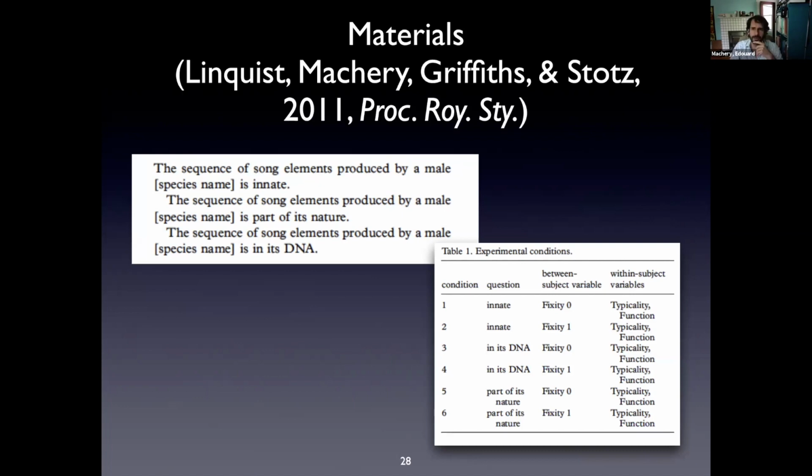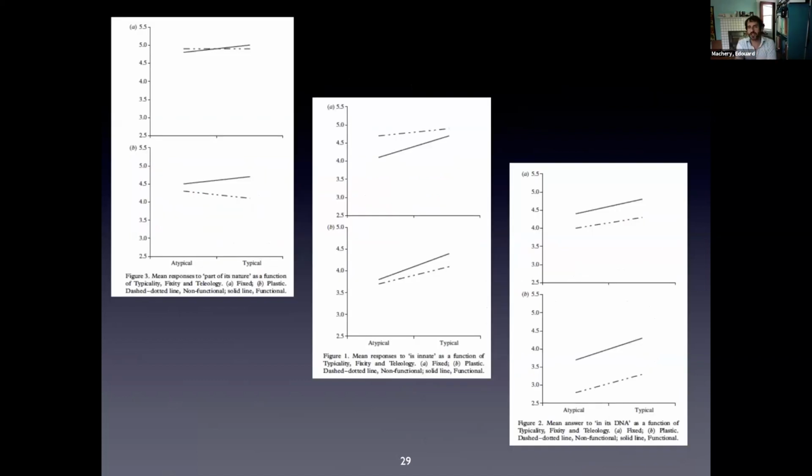You might remember the Newsweek cover talking about the God gene, the idea that racism is in people's DNA, that religion is in people's DNA, and so on and so forth. So that expression was used all over the place. And so we did the same study, but sometimes asking whether the trait is innate, sometimes asking whether the trait is part of the nature of the organism, sometimes asking whether the trait is in its DNA.